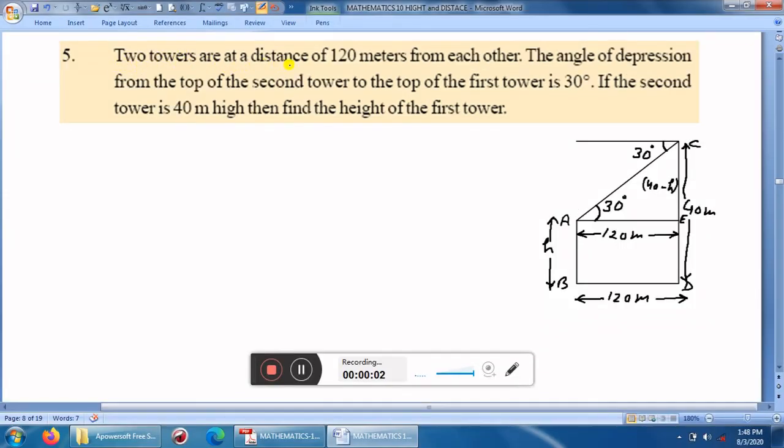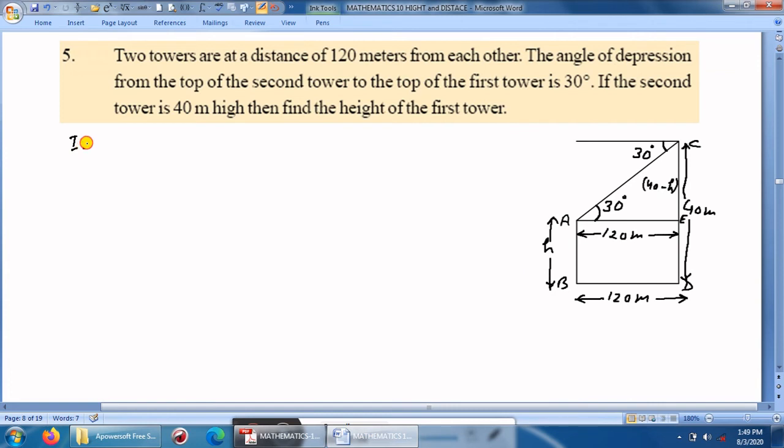Two towers are at a distance of 120 meter from each other. These are the two towers A, B and C, D, and this is 120 meter. The angle of depression, this is the angle of depression of 30 degree from the top of the second tower is 30 degree. It is given as 30 degree. With the help of alternate angle, it will be also 30 degree. If the second tower is 40 meter high, this one is second tower, that is the 40 meter high. Now find the height of the first tower.